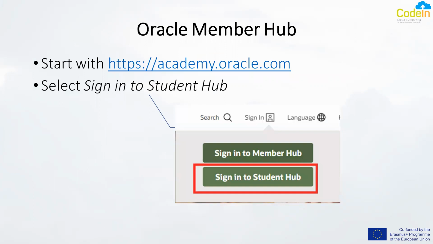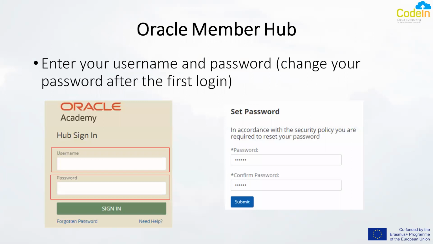Below are basic instructions on how to access the Oracle Member Hub portal. To get started, open the academy.oracle.com link. Select Sign in Student Hub. Please enter your username and password that we provided to you. Change your password after the first login.